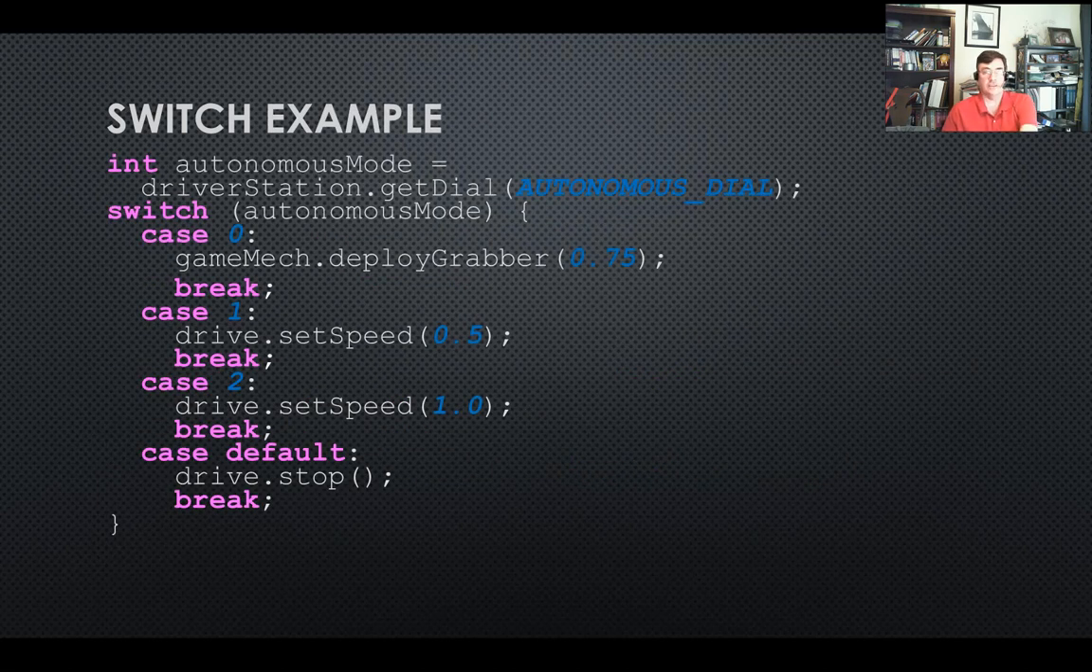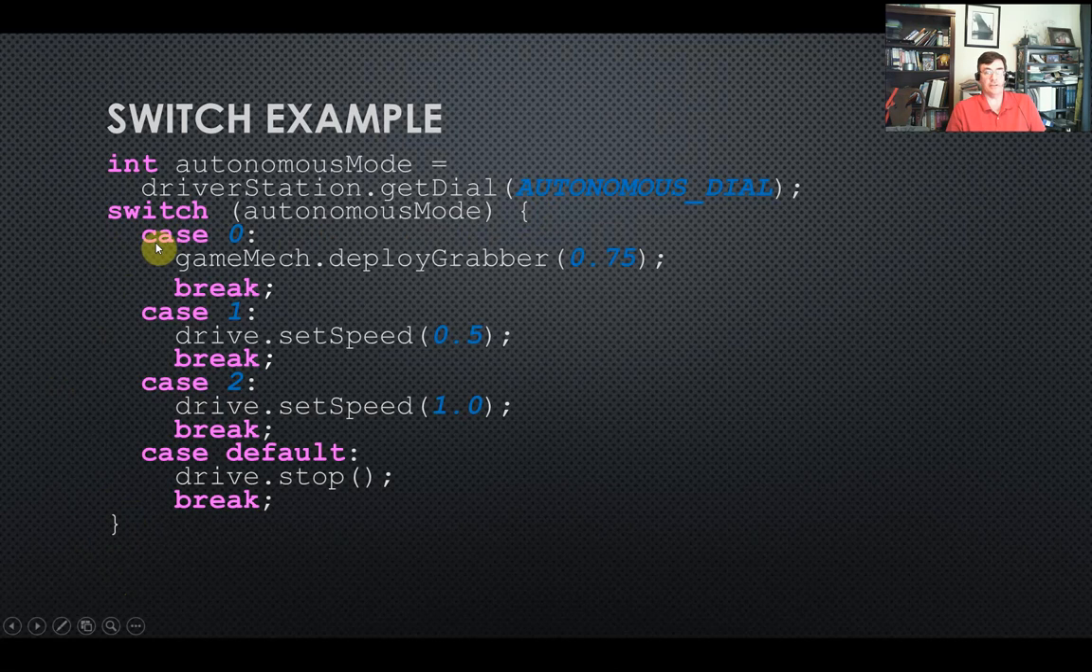So here I have a switch example. At the beginning, prior to the switch example, I'm going to go grab the dial from the driver station. So I'm going to go grab the constant autonomous dial, pass that as a parameter to getDial, a member of driver station, and store that in autonomousMode. Now we enter the switch statement. So we're going to switch on the autonomousMode variable. That's a primitive type. And we're going to have a Java block delineated by these two curly braces that form the body of our switch statement.